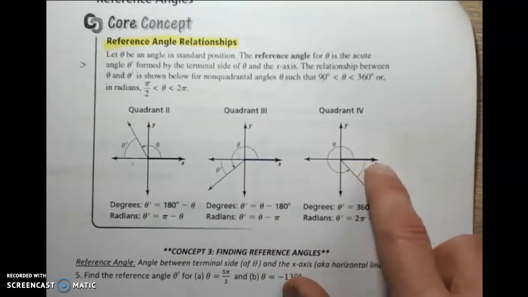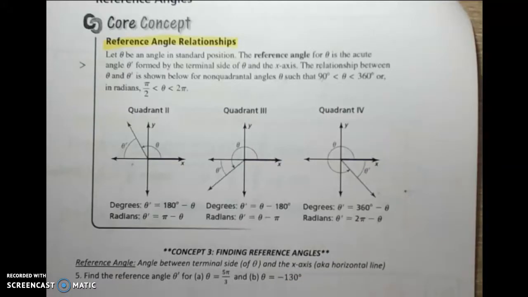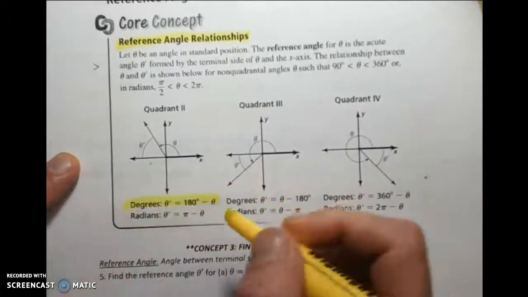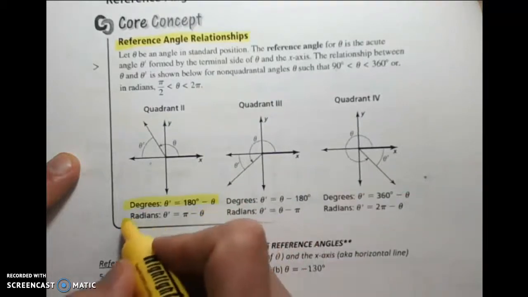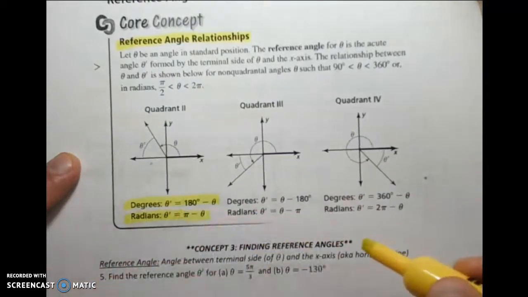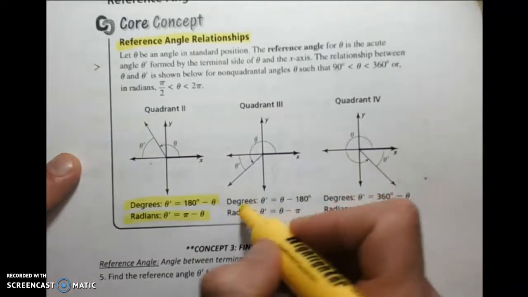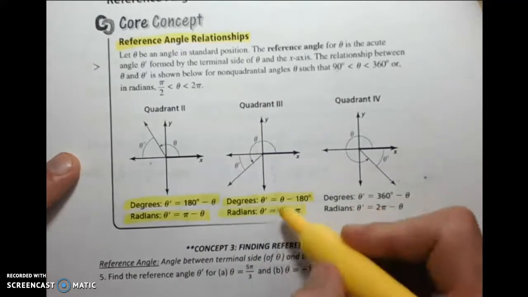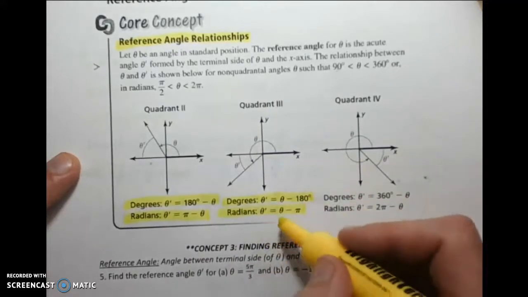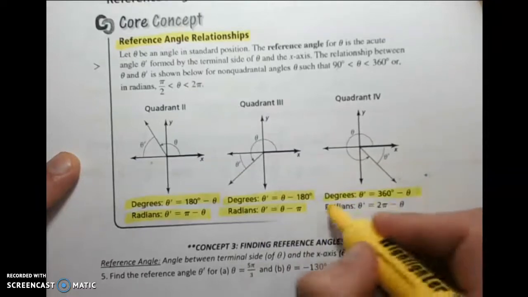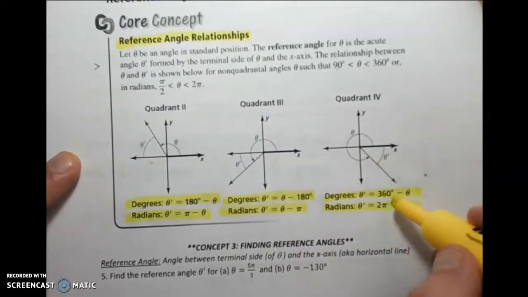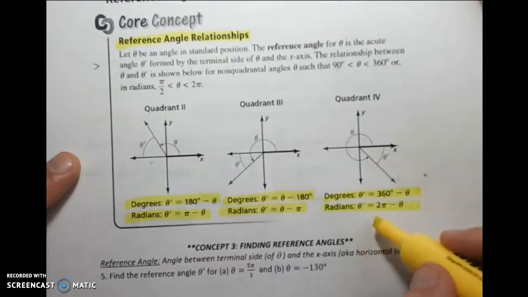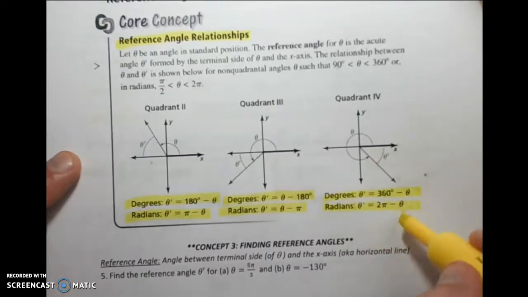Okay, so if it is degrees in quadrant 2, then it's 180 minus theta. The reference angle for radians would be pi minus theta. Quadrant 3, theta minus 180 degrees. In radians, theta minus pi. And in quadrant 4, degrees would be 360 degrees minus theta would be my reference angle. And in radians, my reference angle is equal to 2 pi minus theta.